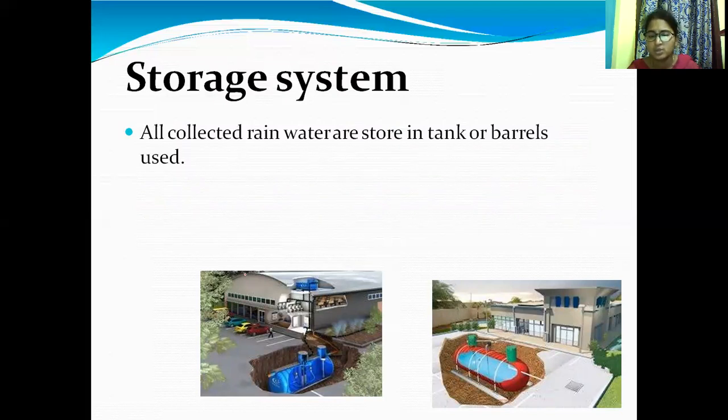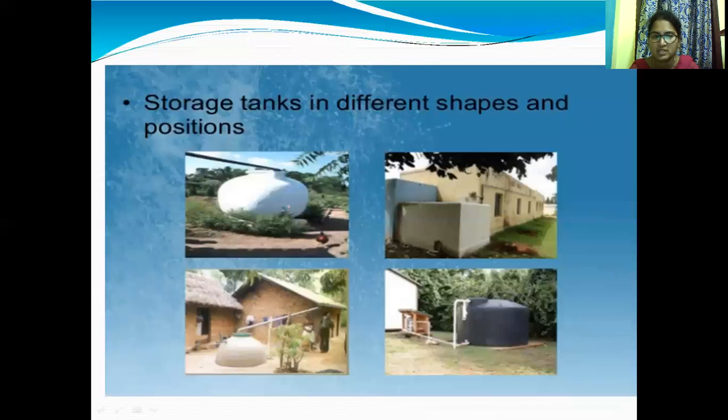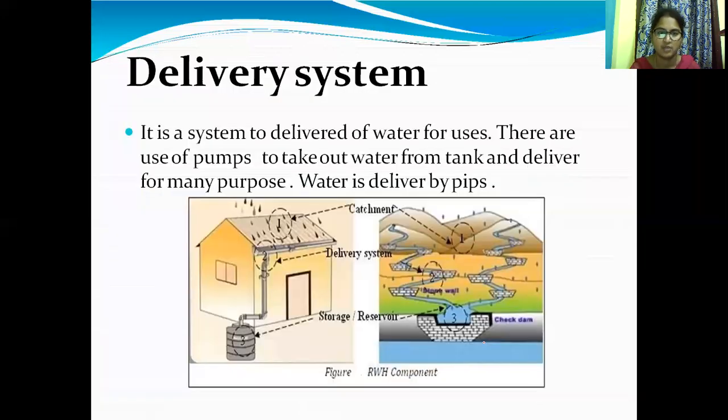And also storage tanks come in different shapes and different types, and all the water collected from the roof is stored in tanks and barrels. We can construct underground tanks for rainwater storage. This is also another one. There are different storage tanks with different shapes, like pot shaped, rectangular, and triangular, and different types of materials are also used for collecting the water from the rooftops for storage.